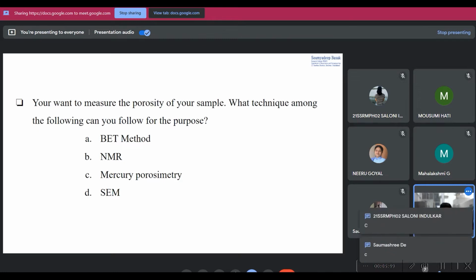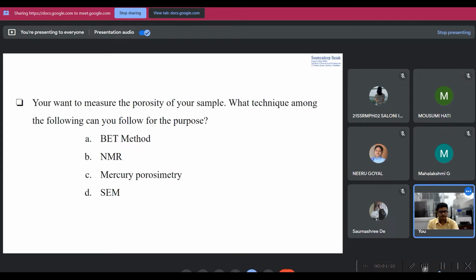All right, I'm getting options. Okay, most of you are replying C, mercury porosimetry. Another technique that was mentioned in the lecture was AFM also, right? So from the lectures, we can say that C and D can be the options, and there are other methods also that I want to discuss here. That's why the correct option is all four: BET method, NMR, mercury porosimetry, and AFM. All four can be used for porosity measurement.